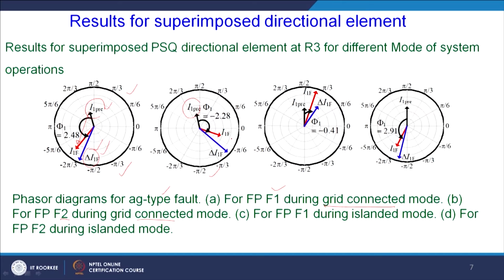Now, for this fault position, this is the fault current phasor, and this is the corresponding resultant between I1 pre and I1F, that is the superimposed fault current. If you could see, in this case delta I1F is lagging I1 pre, and that is why this angle is going to be negative, minus 2.28 radian. So, this is a very good assessment using this MATLAB compass plot. You can see easily how these phasors are lying within this polar plot.